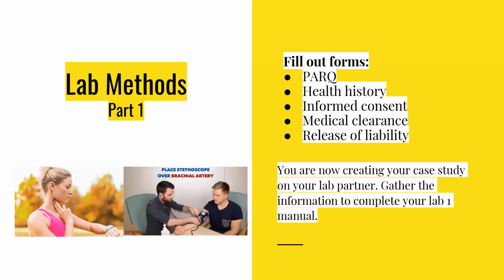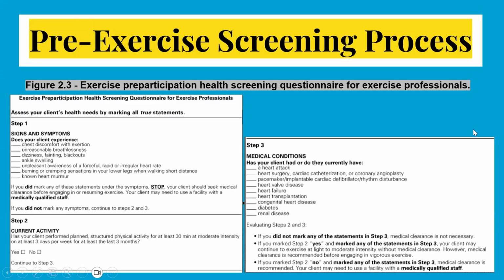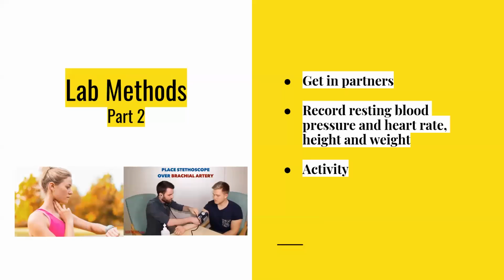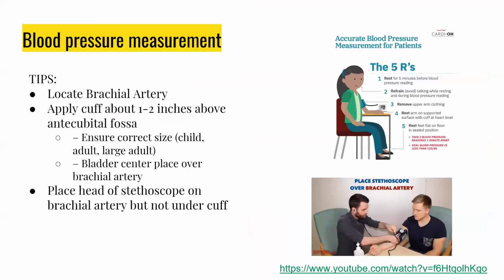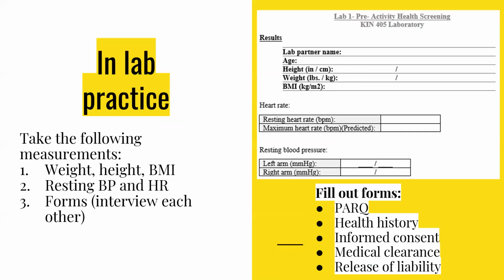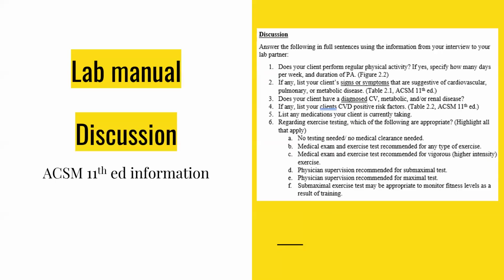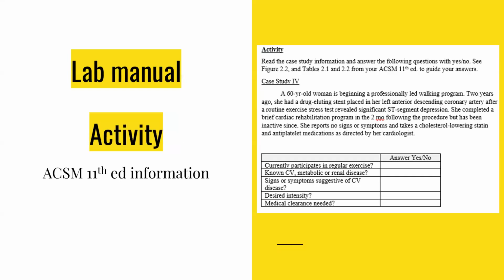Right, for your lab methods, you're going to fill out all of the forms and you're going to be interviewing each other, filling out all these forms. For lab, you're also going to be getting in partners and recording resting blood pressure and resting heart rate, height, and weight. We'll go over that in lab. And for your lab manual number 1, you're going to fill out the results section, heart rate, resting blood pressure, fill out the discussion questions and the activity.